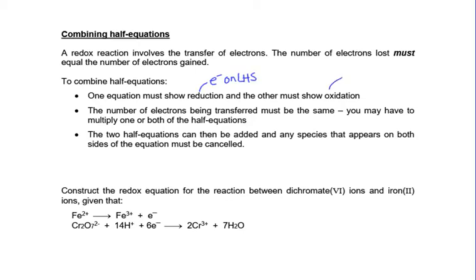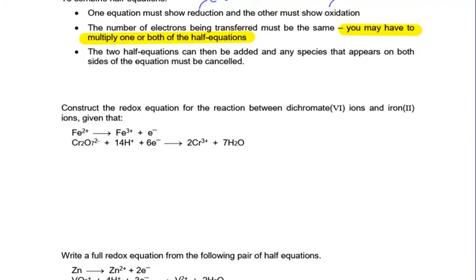And one of them must show oxidation. The electrons must be on the right-hand side. The number of electrons being transferred must be the same. So you might have to multiply one or both of the half equations until they have the same number. So you've got two equations and there might be 2 electrons on the left-hand side in one and 4 electrons on the right-hand side in the other. You're going to have to multiply till they're the same. You then add them together and cross out anything that is on both sides. So we cancel down.